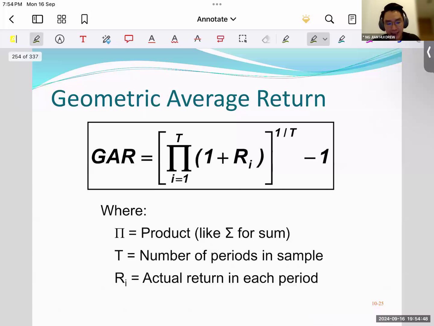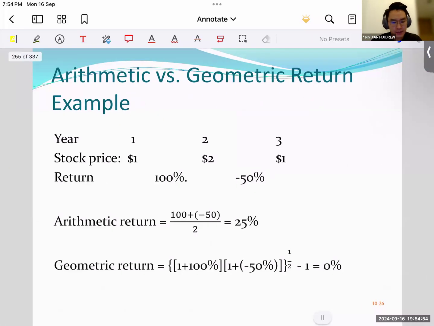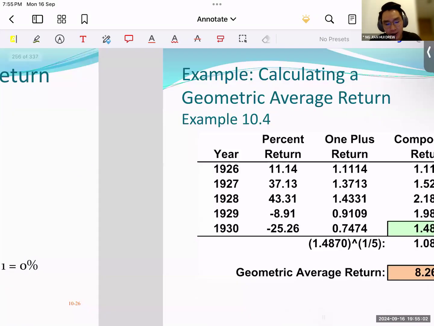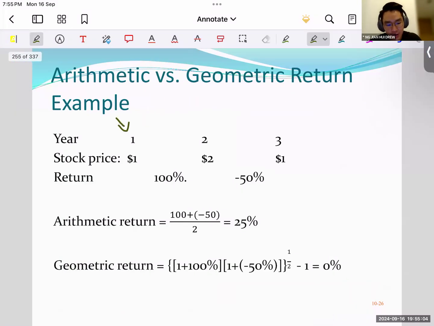This is another way to represent it. This simply means the product, let's multiply everything. It's simpler when you look at it as a number. Okay, so let's have a look at this example here. We have a stock, right? In year 1, the stock is $1. Year 2, the stock is $2. Year 3, the stock becomes $1.